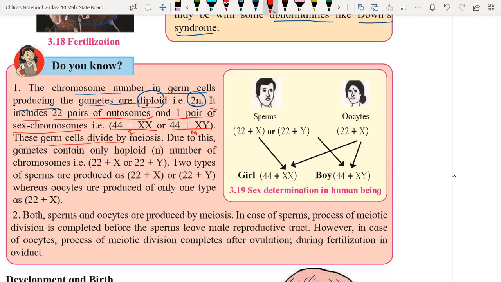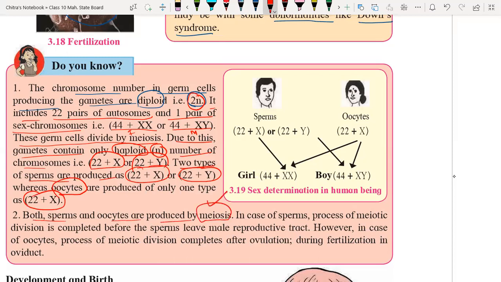These germ cells divide by meiosis. Due to this, gametes contain only the haploid number, which means half the number of chromosomes of the parent cell, 2n to n. That means 22 plus X or 22 plus Y. Two types of sperm are produced, 22 plus X and 22 plus Y, in case of male, whereas the egg cell produces only one type, which is 22 plus X. So both sperm and oocytes are produced by meiosis only.